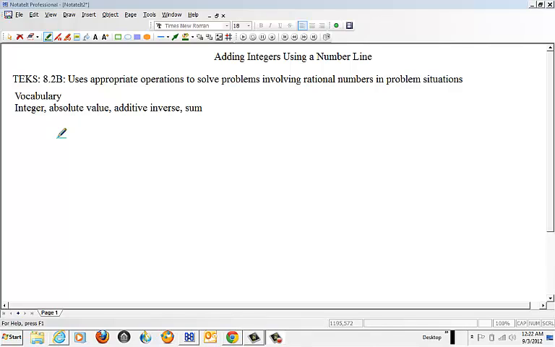Okay, let's talk about the methods we have for adding integers. First thing I want to continue with is adding integers using a number line. 8.2b, use appropriate operations to solve problems involving rational numbers in a problem situation. Some vocabulary we want to look at is integers, absolute value, additive inverse, and sum. We will cover these as we go through.